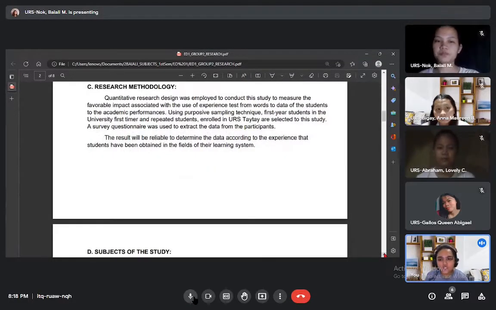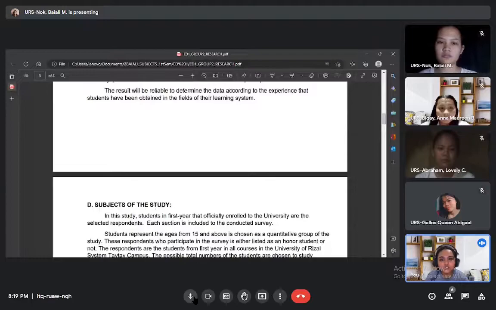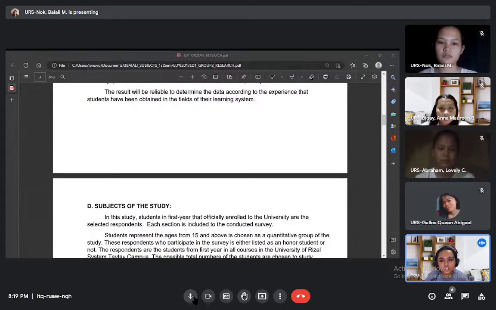For our research methodology, we use quantitative research design to conduct this study to measure the favorable impact associated with the use of experience, tests from words to data, the students to the academic performances. Using purposive sampling technique, first-year students in the university, first-timer, and repeated students enrolled in URS Taytay are selected for this study. A survey questionnaire was used to extract the data from the participants, which is reliable to determine the data according to the experience the students have obtained in the fields of the learning system.